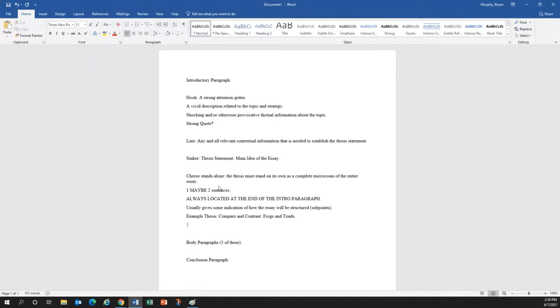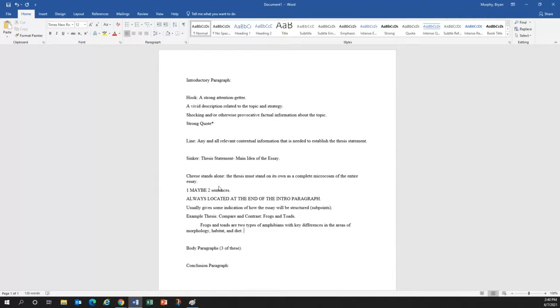So here's my thesis statement. Frogs and toads are two types of amphibians with key differences in the areas of morphology, that's like how they look, habitat, and diet. Okay. So, great thesis. Does the cheese stand alone?